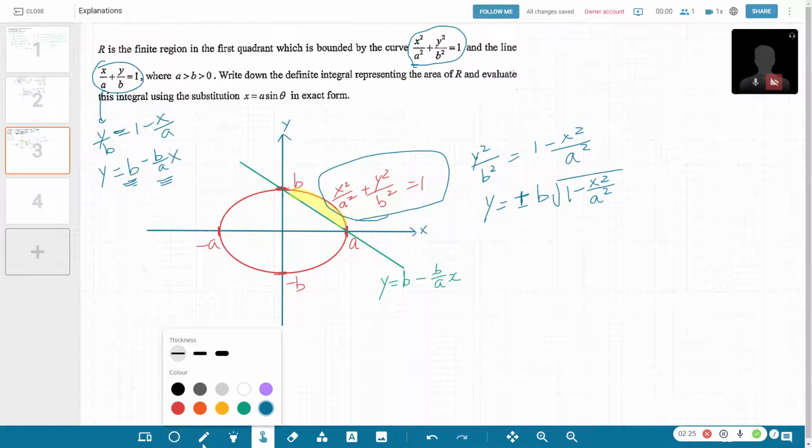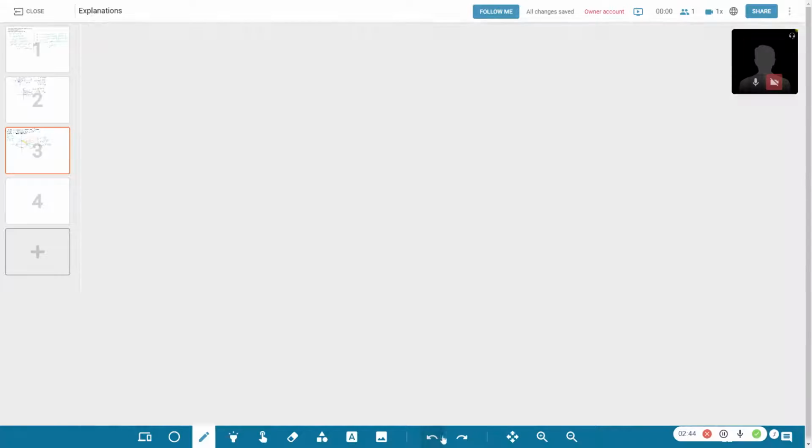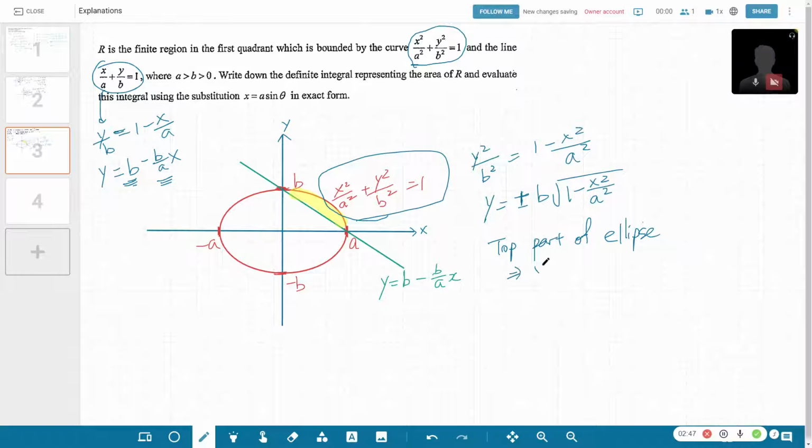When we take the top part of the ellipse, y equals b square root of 1 minus x square over a square. By the way, if you want to plot this into the GC without using the conics app, this is what you can do, just the y equals part. You can use this straight into the GC. So now, back to the question.